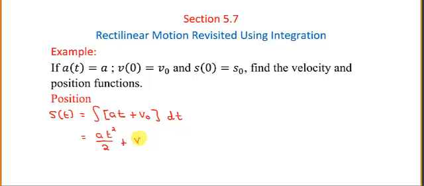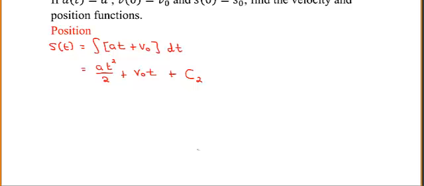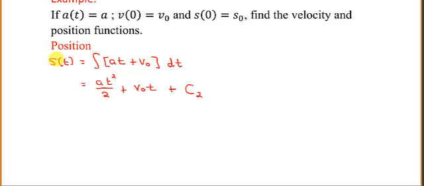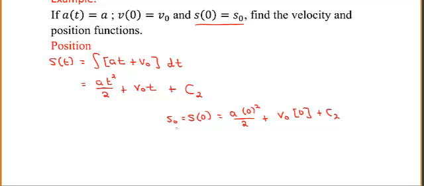Plus v0 is just a number, so when I integrate it, I'll get v0 times t, plus then I'll get another constant of integration, which I'll call c2, so we don't confuse it with the constant we got in the previous integration. And now we know s of t except for the c2, but that's what this initial condition is for. Okay, so s of 0 we know to be s0. And s of 0 is just s of t, where each instance of t has been replaced by 0. So it's going to be a times 0 squared over 2 plus v0 times 0 plus c2. Well, this means that s0 is equal to c2.